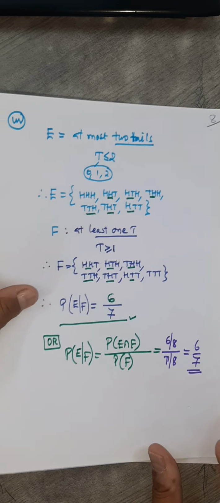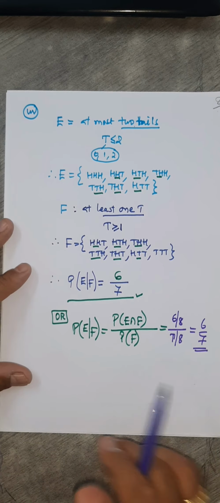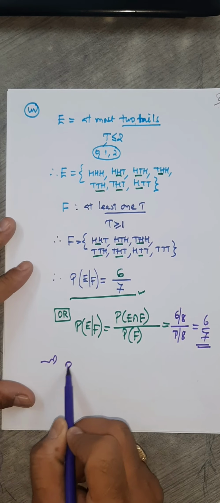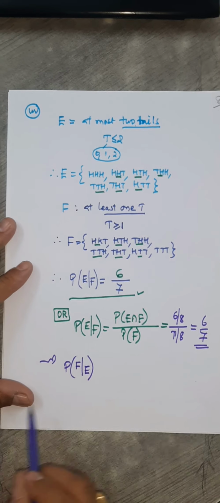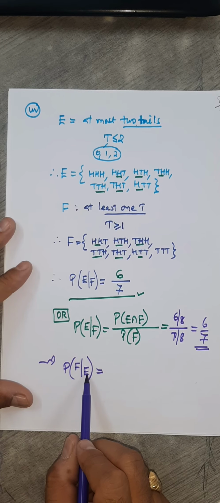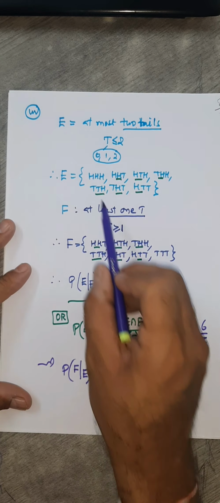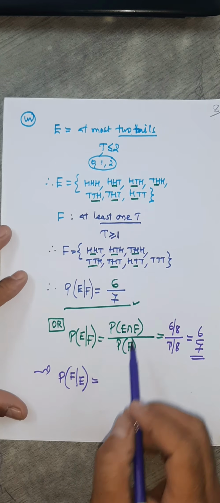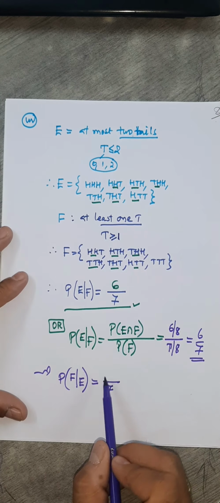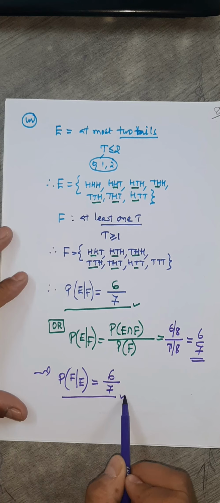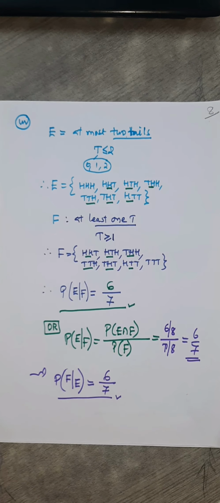Okay. Now, even if I do the reverse, this is not asked. Probability of F given the event E. This you can also do. So event E has occurred first. So how many outcomes? You can see 7. There are total 7. Out of them, how many of them are common? 6. So the final answer again will be this much only.